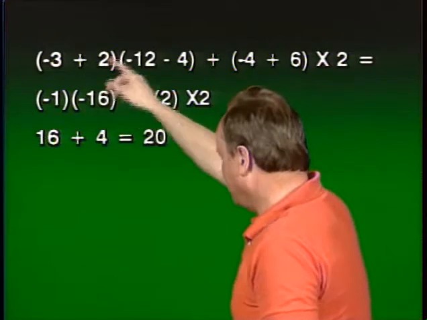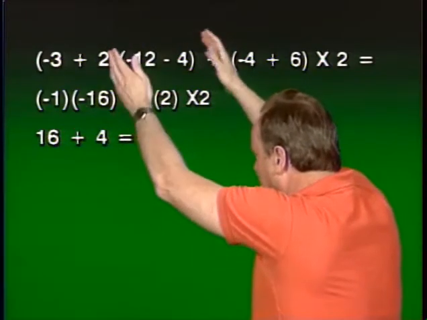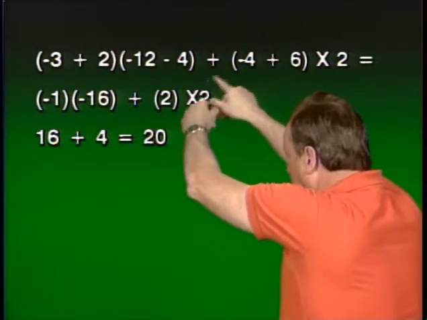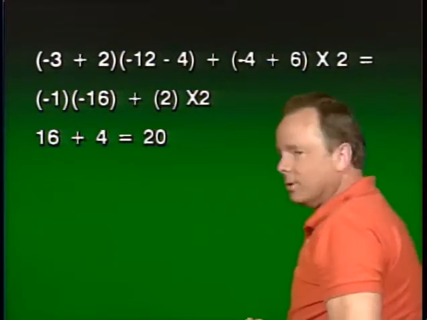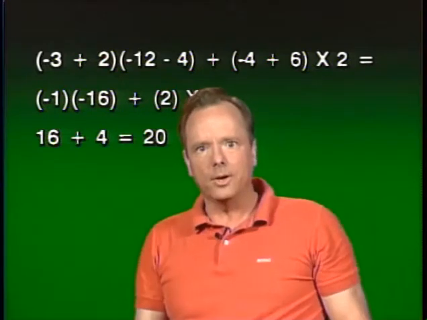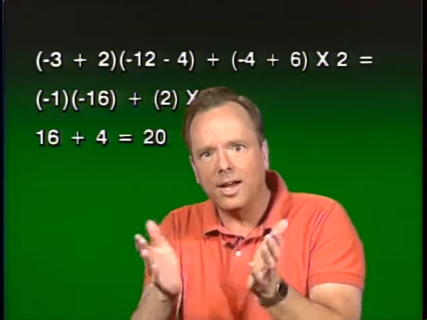It's minus 3 plus 2, that's a quantity, times the quantity minus 12 minus 4, plus the quantity minus 4 plus 6, times that quantity is times 2. Once again, all we have to do here is eliminate the things inside the parentheses.